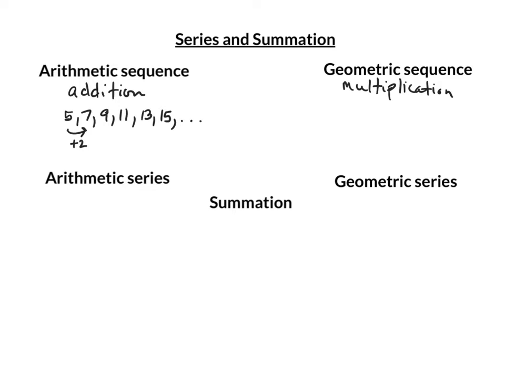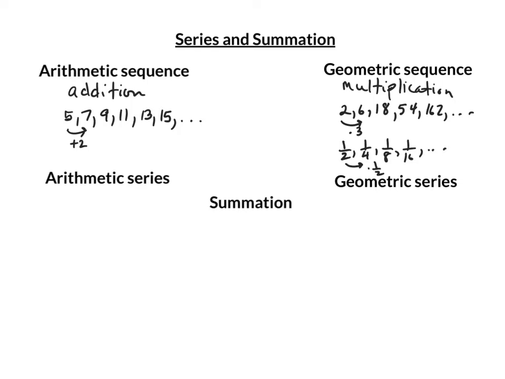A geometric sequence is one that is formed by multiplication, like 2, 6, 18, 54, 162. Again, as you move forward here, you're multiplying by 3. Now, a geometric sequence could also be formed by fractions. You'll see examples soon. For example, 1/2, 1/4, 1/8, 1/16, and so on. Every time I move forward, I'm multiplying by 1/2.